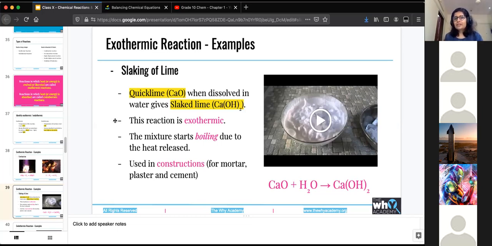Coming to slaking of lime, when you mix calcium oxide with water, you get slaked lime, calcium hydroxide, also called lime water. This reaction is exothermic. The mixture literally starts boiling because of all the heat that's released. This is an important reaction because it's used in construction. To make mortar, which is plaster and cement, construction uses a lot of tuna. You make calcium hydroxide and then you add your sand and do the processing.